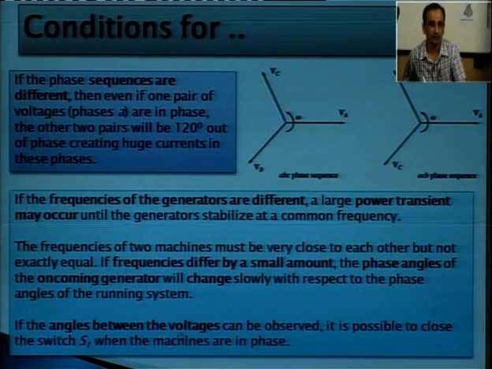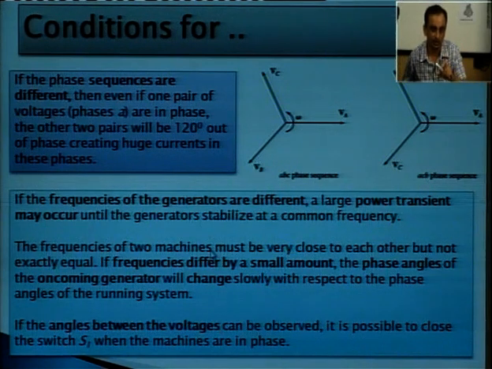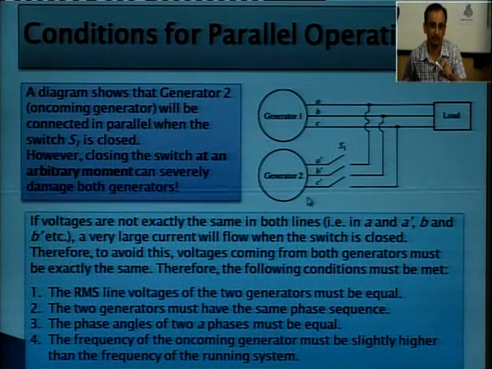If the angles between the voltages are observed, if the angles are equal, frequencies are equal, and the voltages are equal, then they can be connected in parallel. So, then we can operate that switch, this S1 switch, and then it will work smoothly.